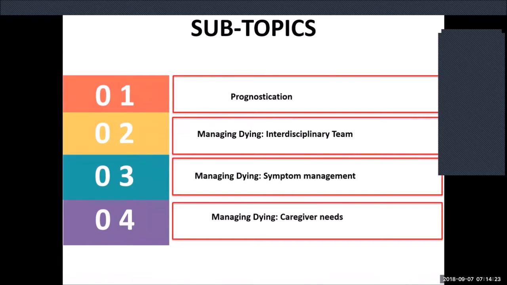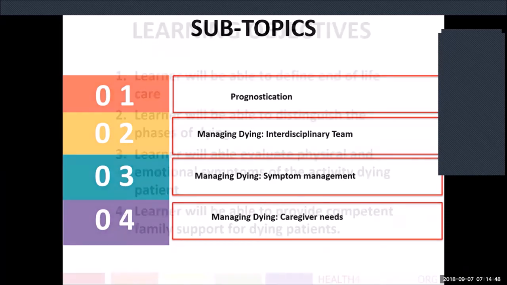So I figured the way your lectures have been broken up, they've been broken up in subtopics. So we're going to be talking first about prognostication. Then we're going to be moving on to managing the dying patient, looking at the interdisciplinary team, symptom management, and caregiver needs. Because when you think of end-of-life care, these are going to be all the components that you're going to need to provide good, competent care.